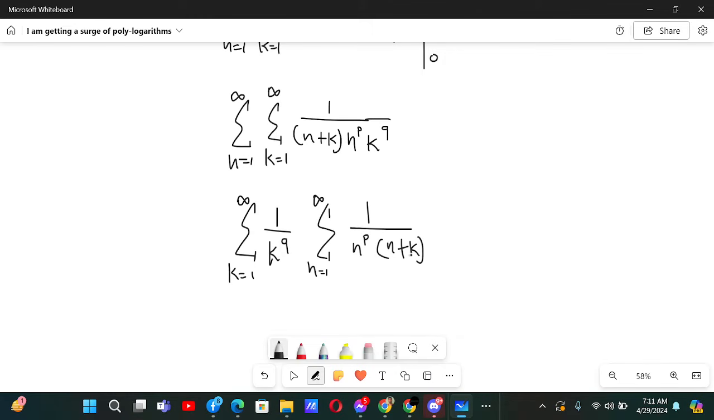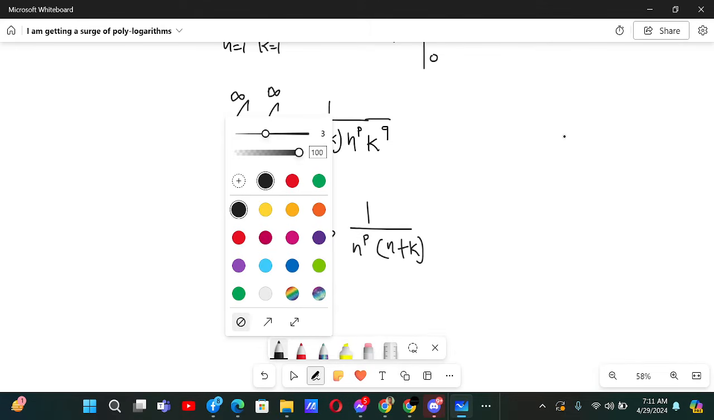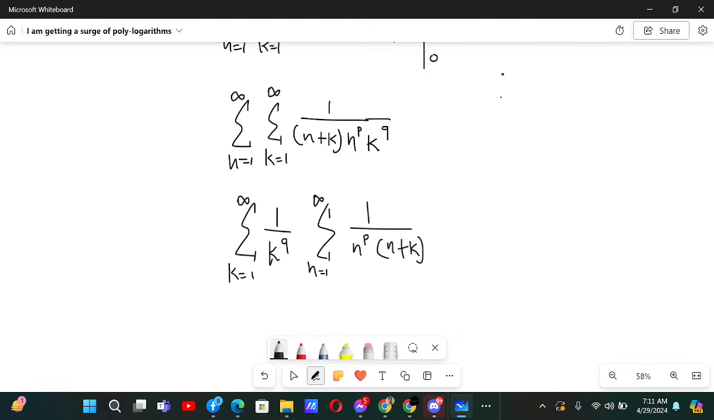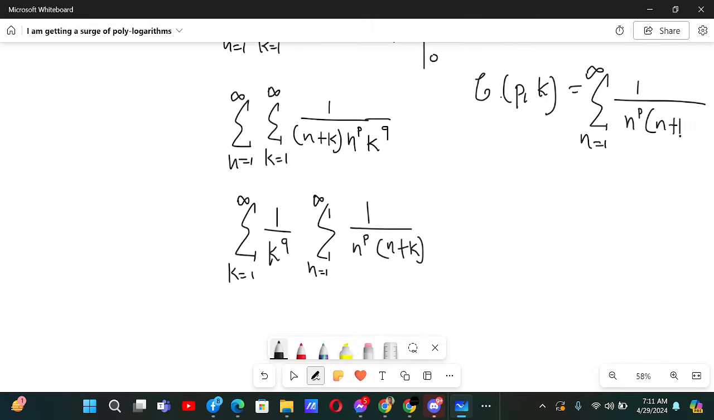This sum over here can be simplified, but first of all, let us just name this sum in the following way. Let's use this symbol for p comma k. This function is defined as the sum from n equals 1 to infinity of 1 by n to the power p, n plus k. Let us define this sum in this way, and we will try to find the value of this sum. That will not be too hard.